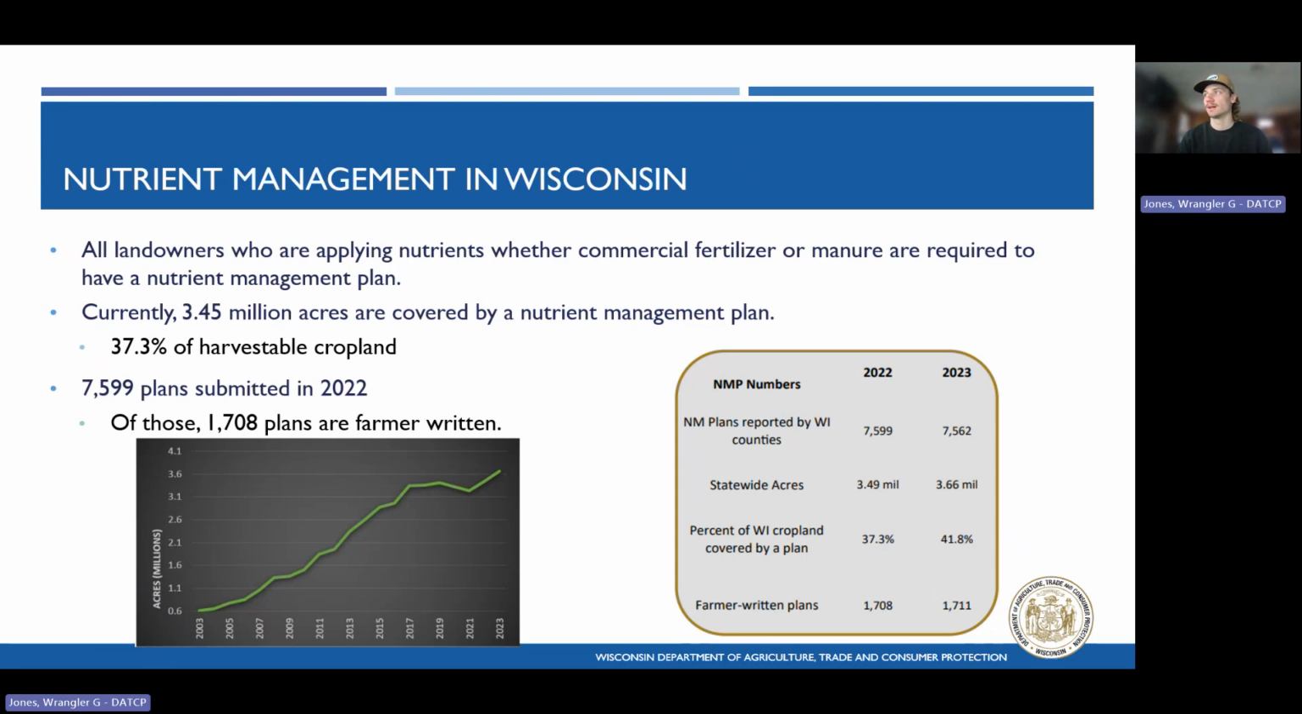And as we can see here on the chart on the right, just the amount of plans reported by the counties, how many acres are getting covered by nutrient management plans, ranging from even just one year to increase. And so that's just some neat information to have.